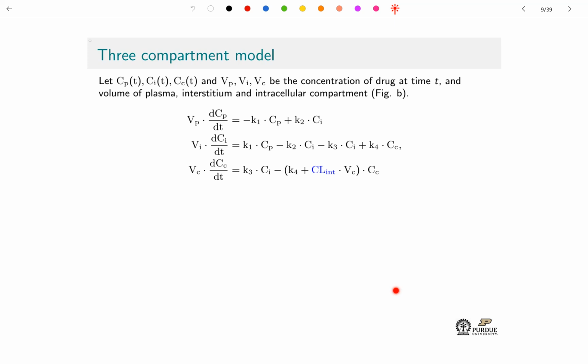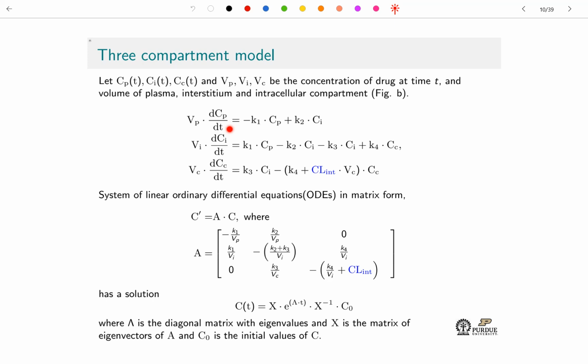So these are the ODEs for the three compartments. CP, CI, and CC are concentrations of the drugs in the three compartments. One important thing is we could only observe the drug in the plasma compartment. So dCp/dt, Cp is the only variable which can be observed. This is a system of linear ODEs and it can be represented in matrix form with solution C(t) equal to X e^(Λt) X inverse C0. So this is represented in the matrix form and we can find the analytical solution using eigenvalues and eigenvectors.